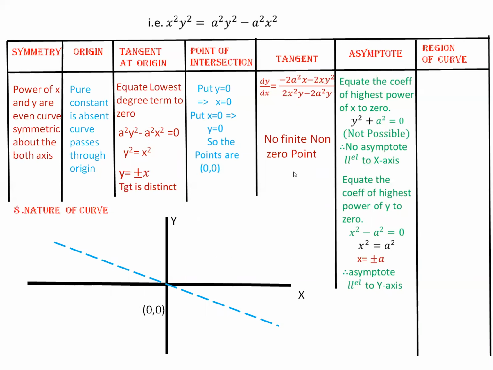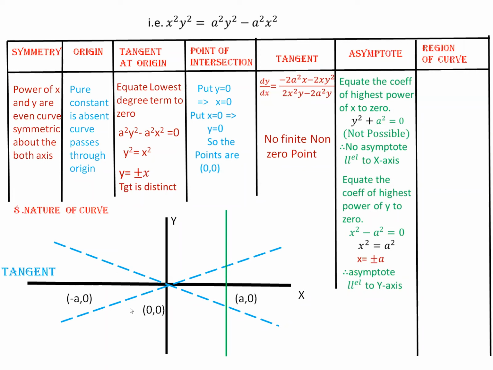Okay, there is no tangent to the curve parallel to the x-axis or parallel to the y-axis. Then asymptotes: there are two asymptotes, one is x equals a and another is x equals minus a. First of all, we are taking all this on the xy plane.